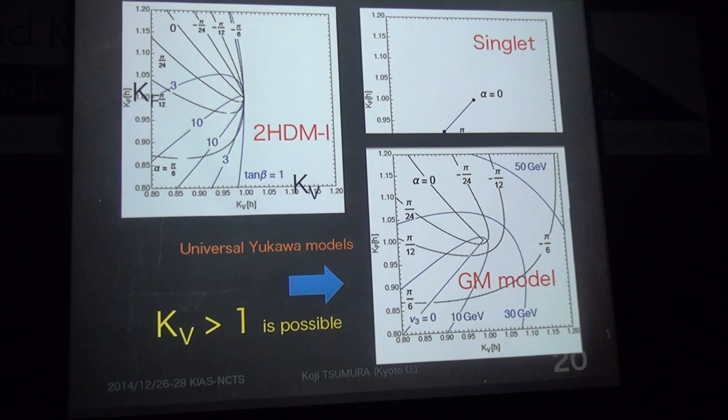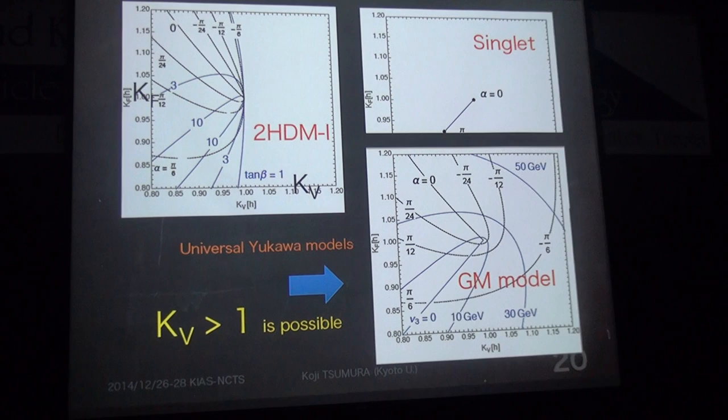All these parameter spaces are allowed, and the prediction depends on the vacuum expectation value of the triplet. This line is V3 equals 0. This is nothing but the singlet extension, and the 10 GeV case is this one, 30 GeV is this one, and 50 GeV is this one. And this is the Higgs mixing angle. Okay, so we can have kappa V larger than one.